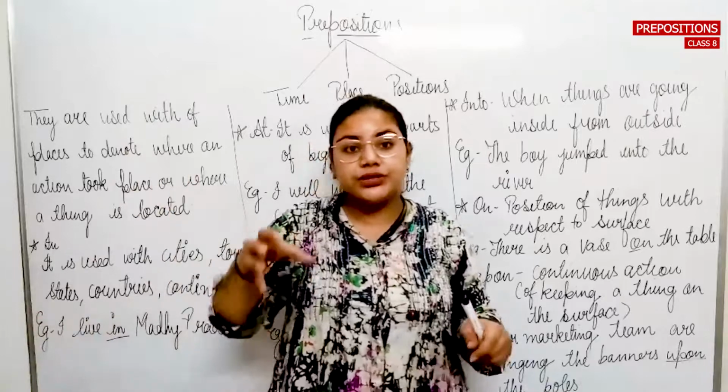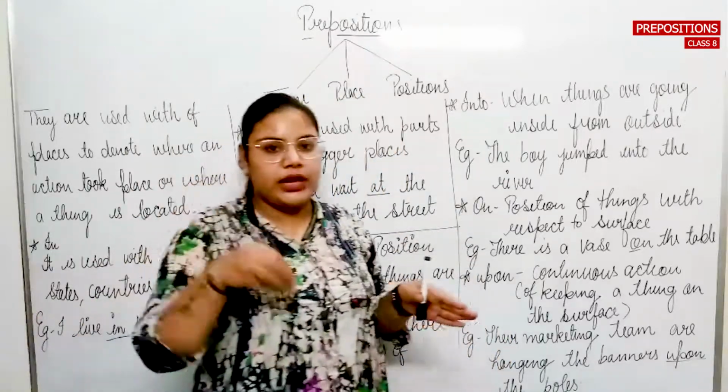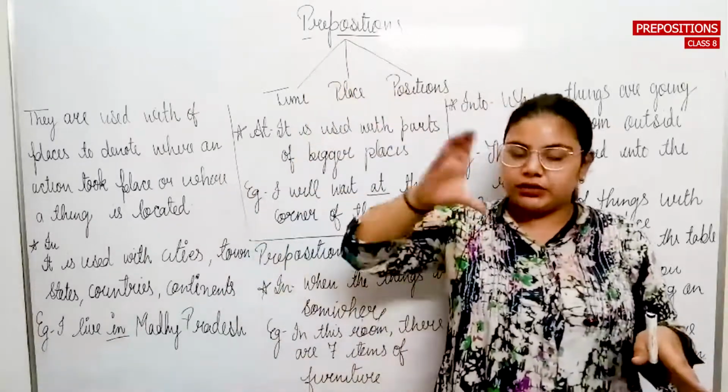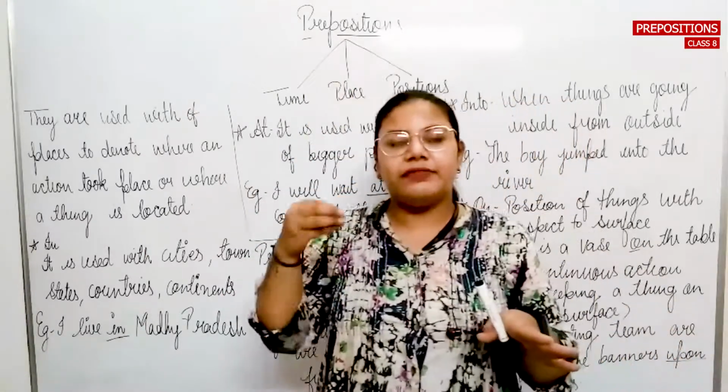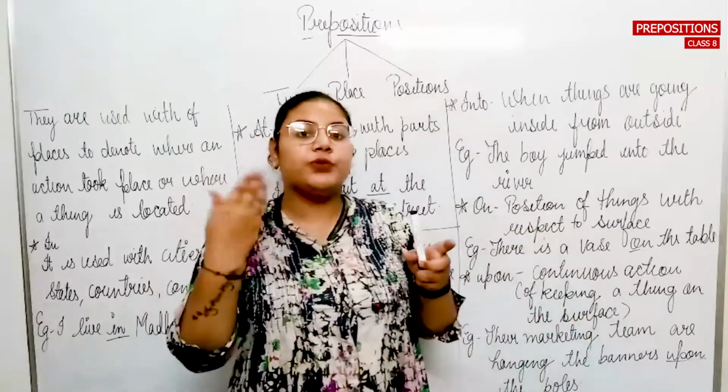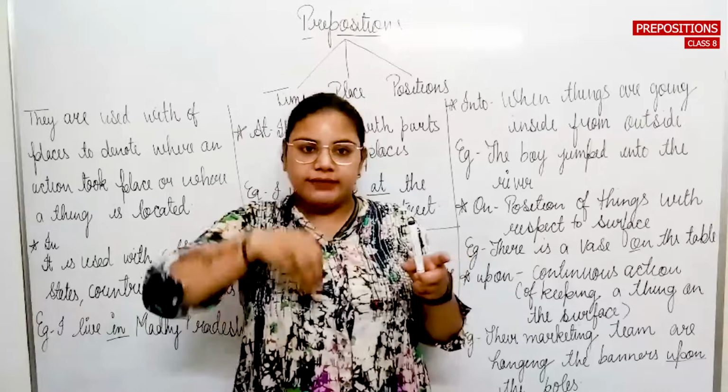So what you need to keep in mind is that whenever we are talking about in, it means that particular thing is already there in that other thing. For example, sugar is in the jar. I am talking about the position of the sugar which is there in the jar.